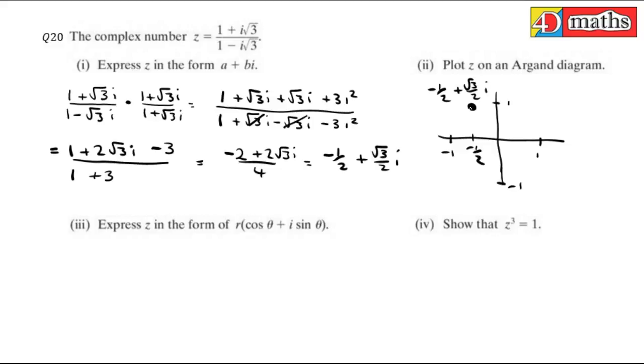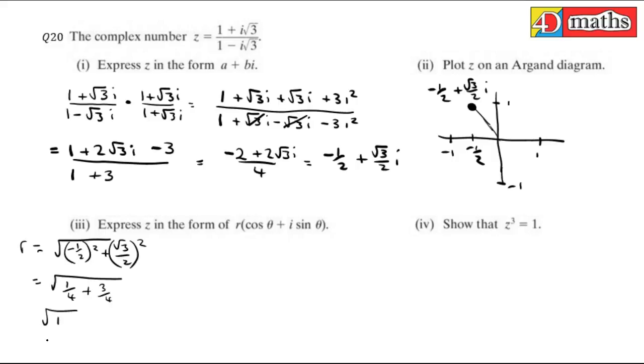Express it in polar form. Okay, first of all you need to find what r is. So r is equal to the square root of minus a half squared plus root 3 over 2 squared. So working that out, half squared is a quarter. Root 3 over 2 squared is 3/4. So adding them together you get 1. So the square root of 1 is 1. So the modulus is 1.